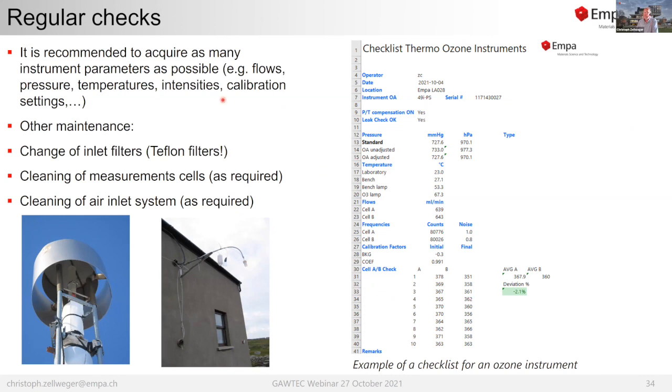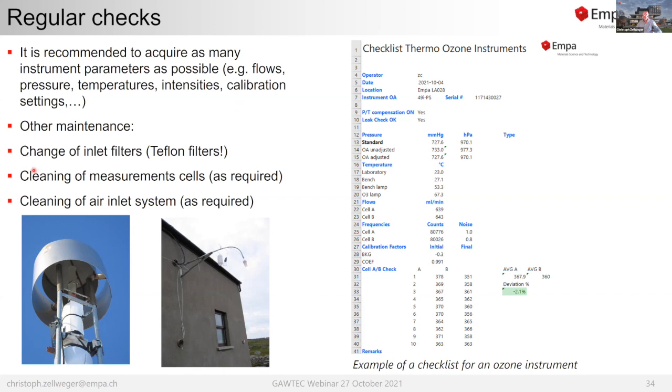I think it's whenever you can do it, and nowadays this should not be a problem because you have your data acquisition systems. They usually are not like in the past where you acquired analog signals. You acquire digital signals from the instrument, and this gives you the opportunity to acquire as many instrument parameters as possible, because this can be important for diagnostics later on, like flows, temperature, pressures, intensities, etc. Also calibration settings, in case you change these by accident, for example. It's important that you monitor this.